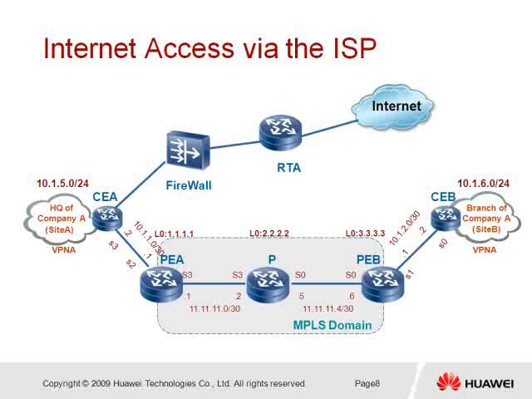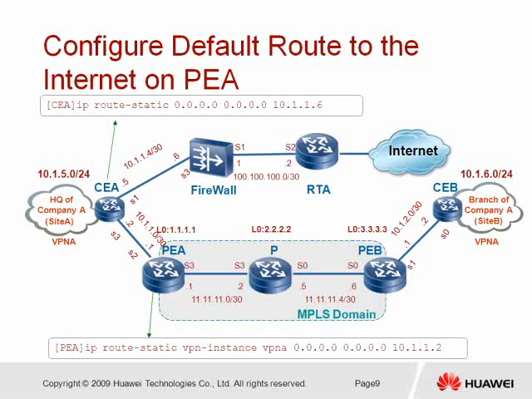Now let's see the detailed realization process and the configuration of this way. On CEA, we configure a default route to the next hop firewall. The command on CEA is ip route-static 0.0.0.0 10.1.1.6, and then CEA can get to the firewall.